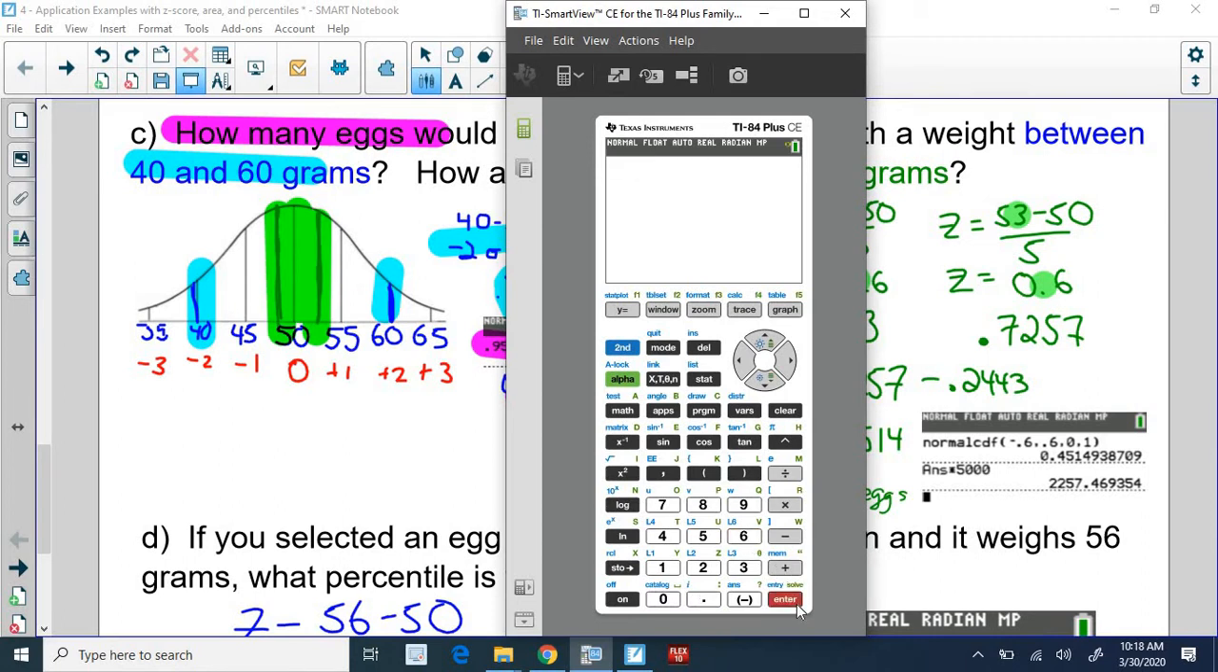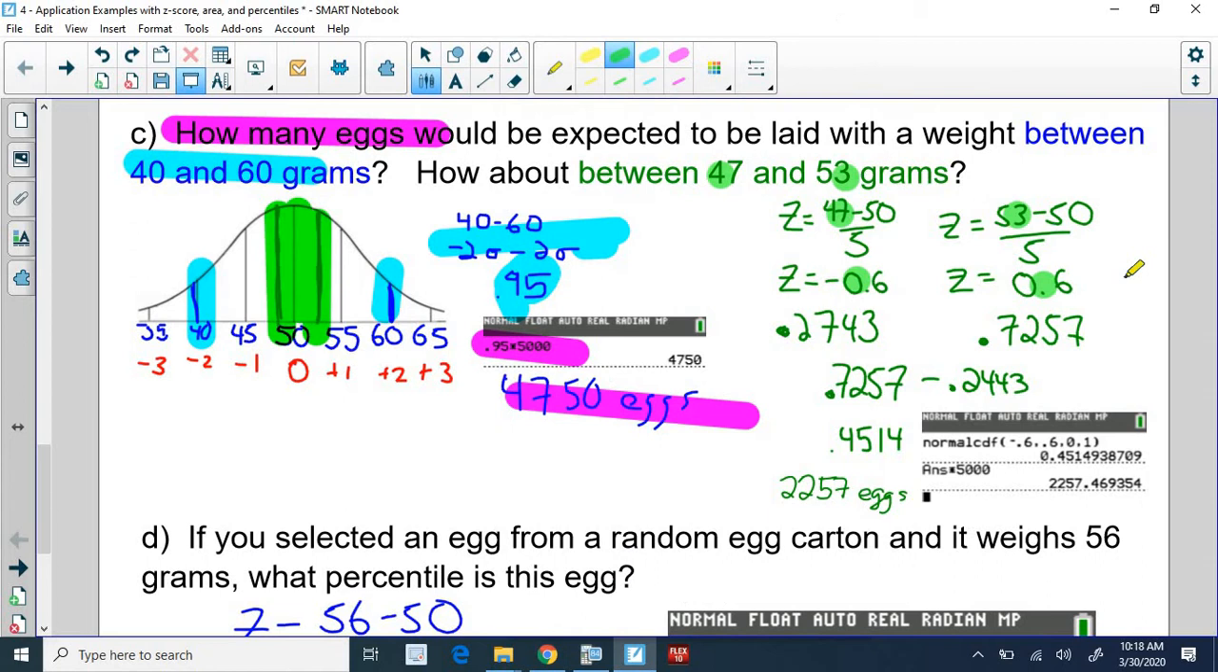So we put that in. That tells us the area between those is 0.451. That is the area, but again, if I want to know the actual value of how many eggs, which is what it's asking, I take the quantity of eggs, which is 5,000, and I multiply this decimal times 5,000, and it tells me that I get 2,257 eggs.